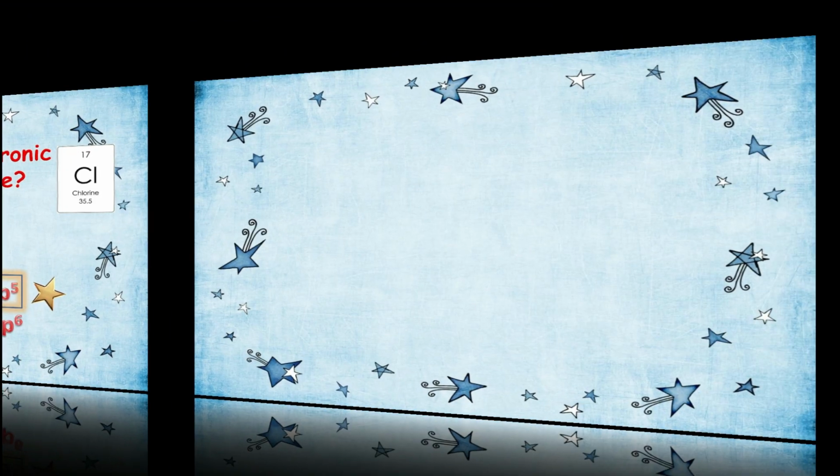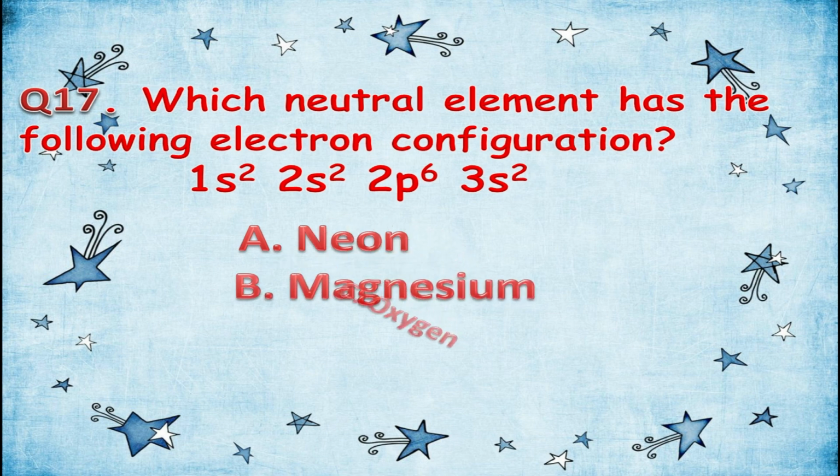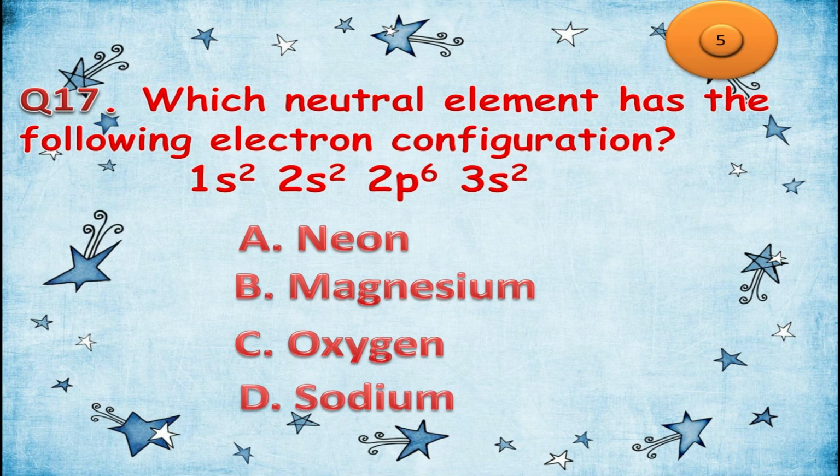Question number 17 is, which neutral element has the following electron configuration: 1s2, 2s2, 2p6, 3s2? Your options are option A, neon, option B, magnesium, option C, oxygen, and option D, sodium. Your time starts now.